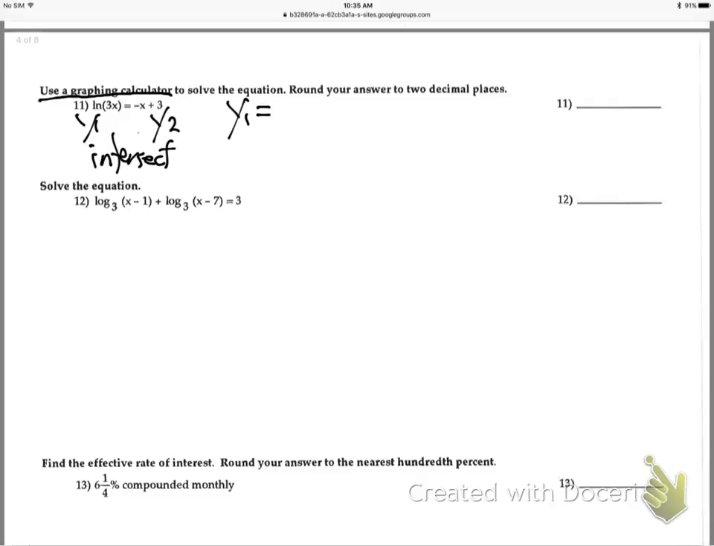So y1 equals ln 3x. y2 is negative x plus 3. Type them into your calculator, right? Hit second, well, graph it first. Man, put them over here.